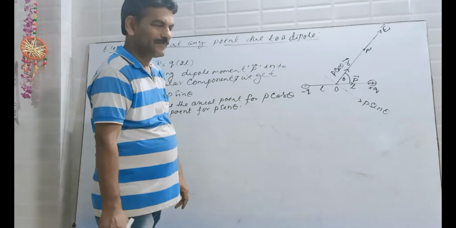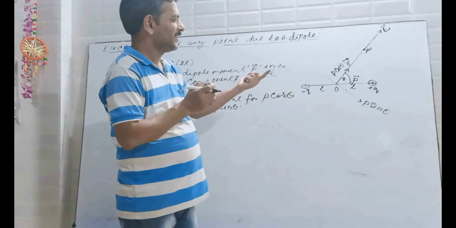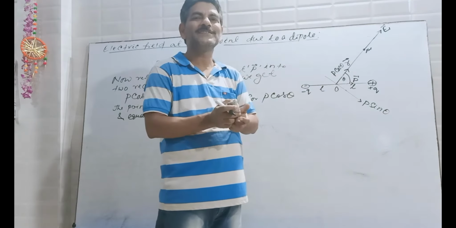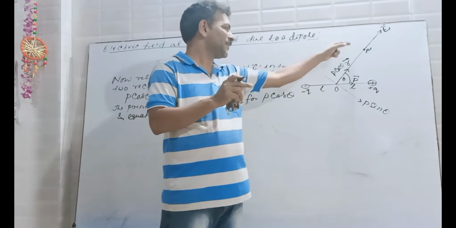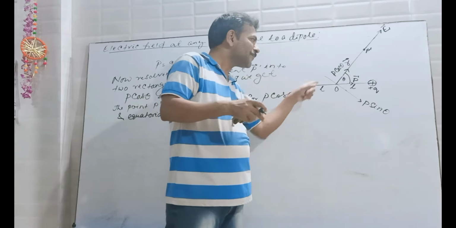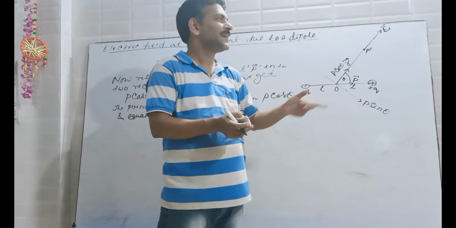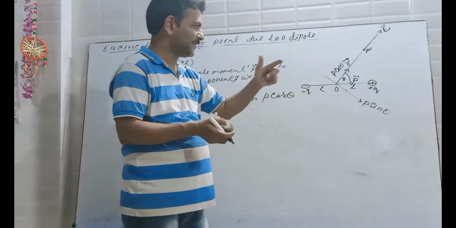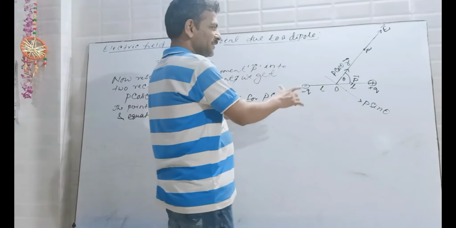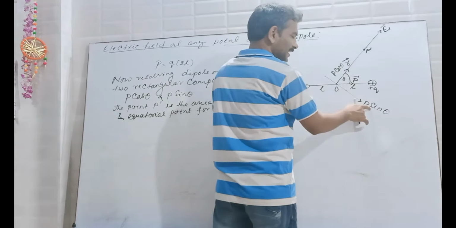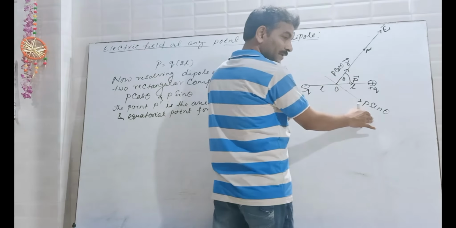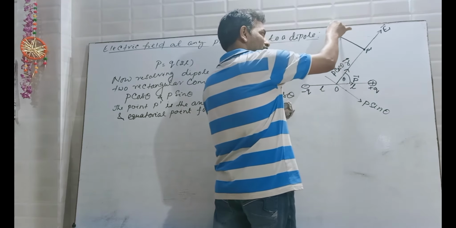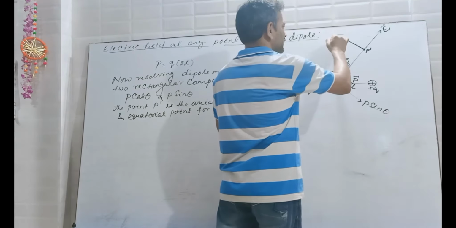You should understand that this is a single dipole, but once resolving the dipole moment P into two components, we are getting two dipoles of dipole moment P cos theta and P sin theta. For an electric dipole of P cos theta, P dash point is the axial point and the electric field is E1. So E1 must be parallel to P cos theta. And what about for P sin theta? For P sin theta, assume a dipole of dipole moment P sin theta. For that dipole, the electric field will be, let E2, but E2 will be what?